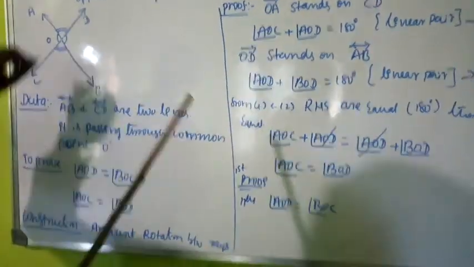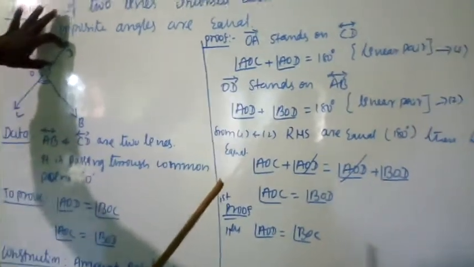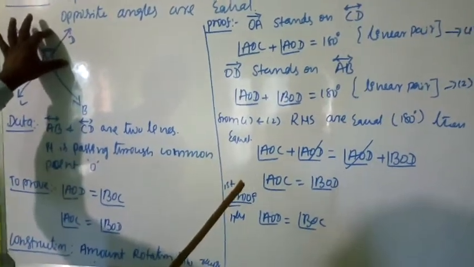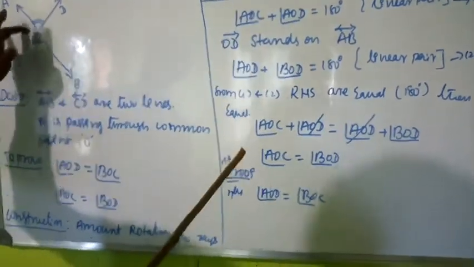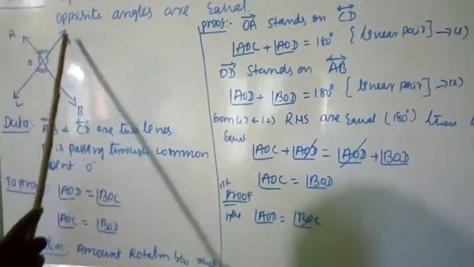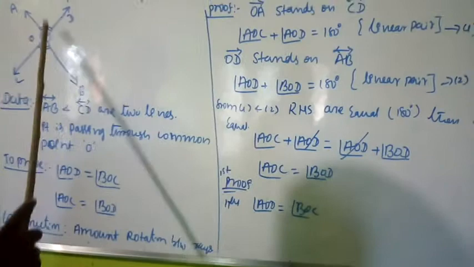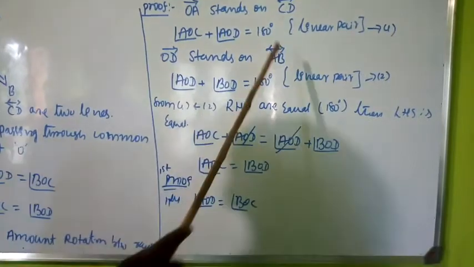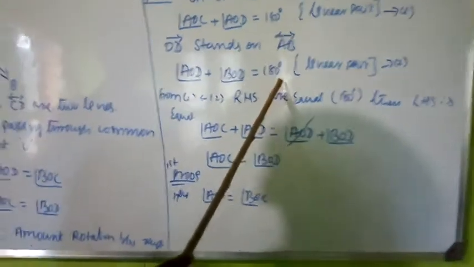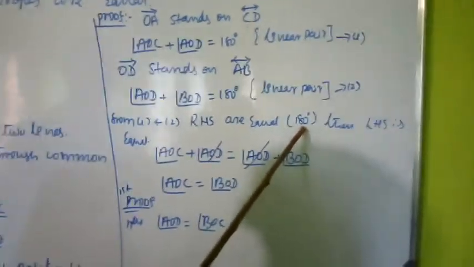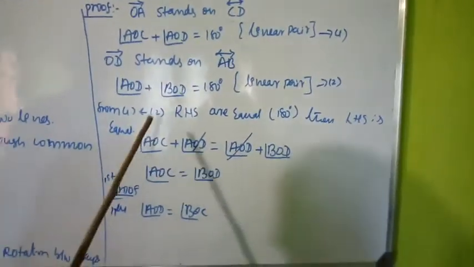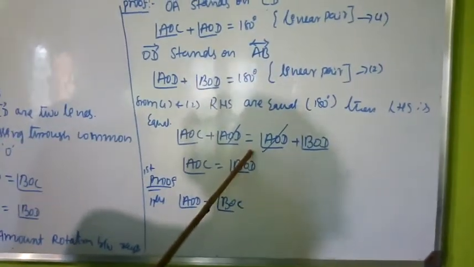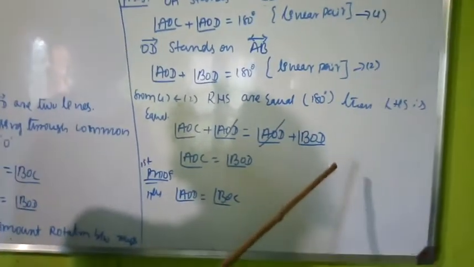Again, if you take OD, this is OD, it stands on line AB, right? So again a linear pair of angles is formed. That is angle AOD plus angle BOD is equal to 180 degrees. This is 1, this is 2. From 1 and 2, just observe here, the RHS is 180 degrees here and also 180 degrees. Then your LHS is also equal. So equalize the LHSs: angle AOC plus angle AOD is equal to angle AOD plus angle BOD. It is from 1 and 2, right?